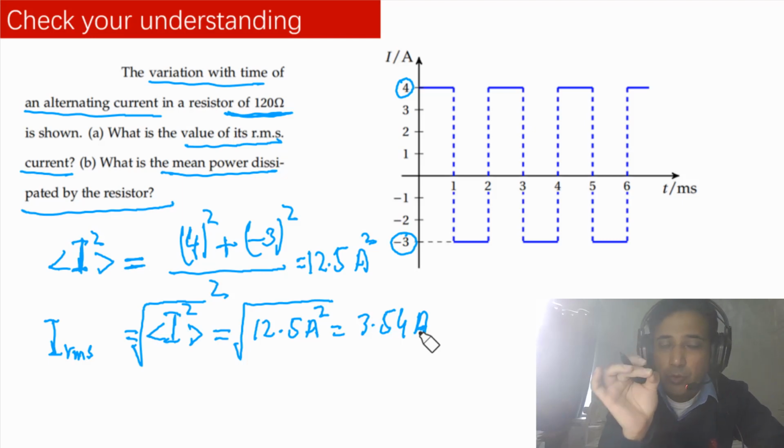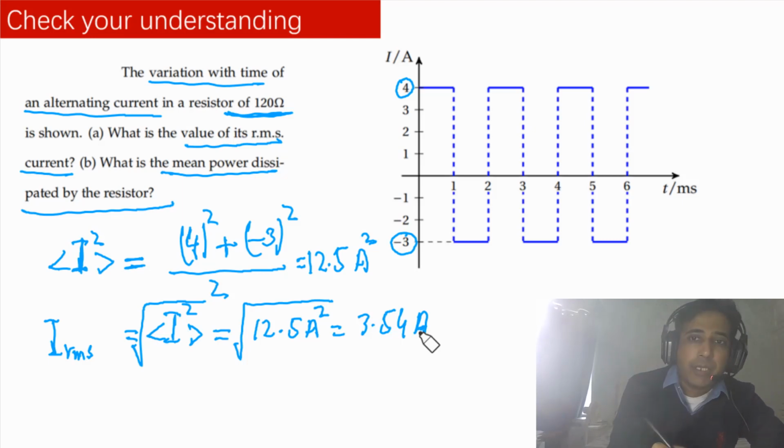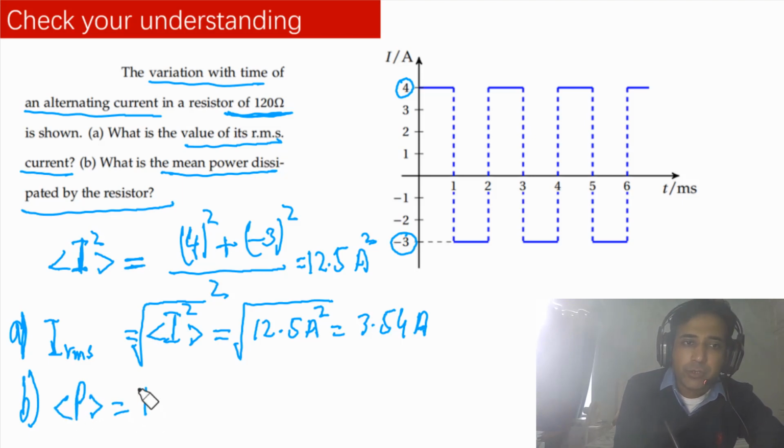So this is the value of IRMS. Part A we have the answer. Now for the second part, you need to understand power, the mean power. Mean power has to be equal to I squared times R.